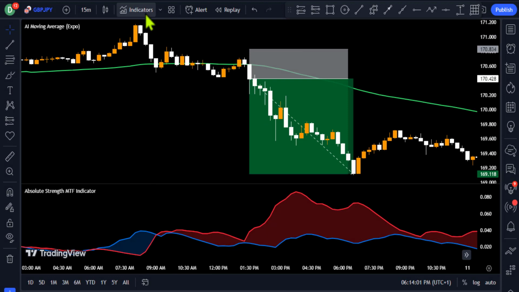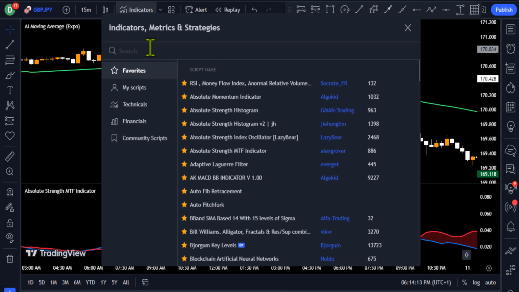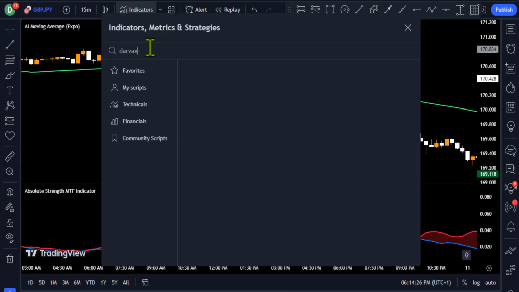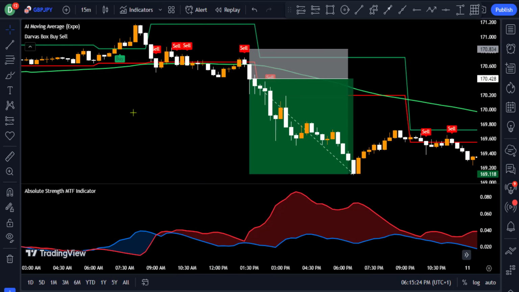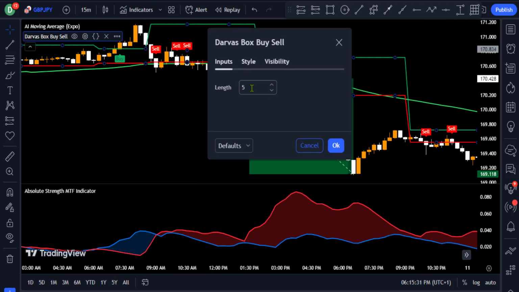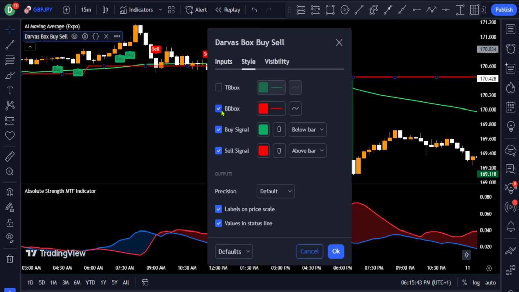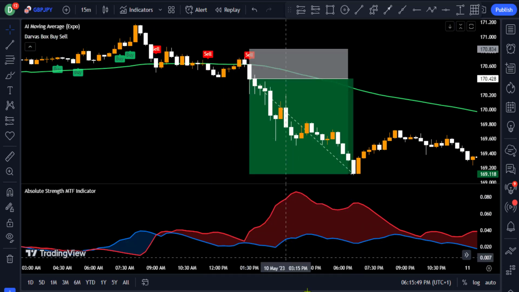Now, you are going to click on this Indicators tab here, and search for this indicator called Darvas Box, Buy and Sell Signal. It is one of the many advanced indicators that was created by this guy named Seyhan. Now, go to the setting of the indicators, and on this input section, you are going to change this length to 20. Then go to the Style section, and uncheck these 2 options, and then click OK.